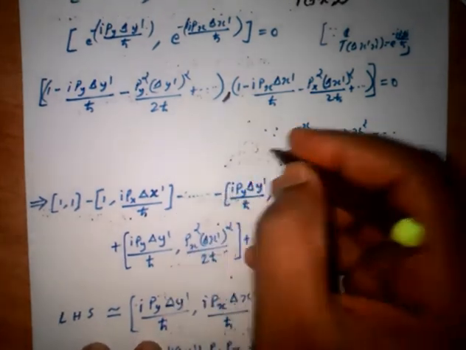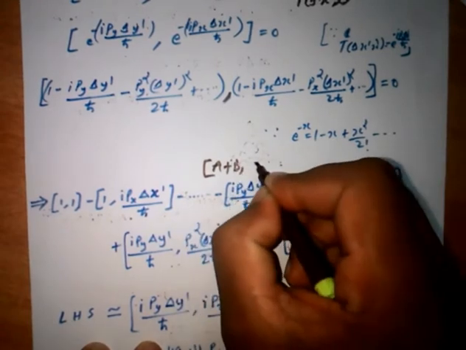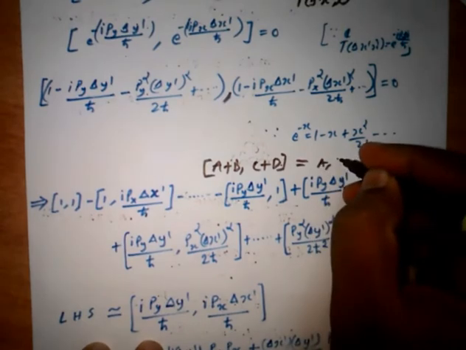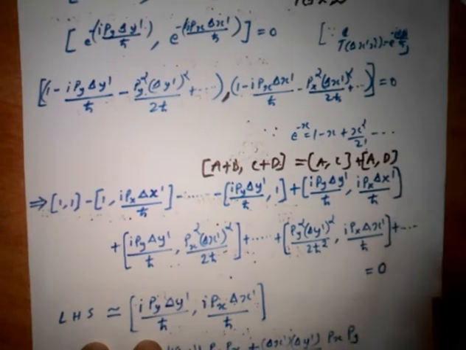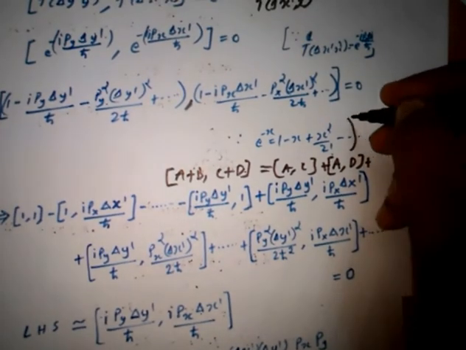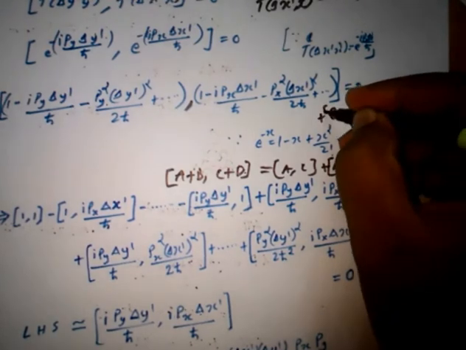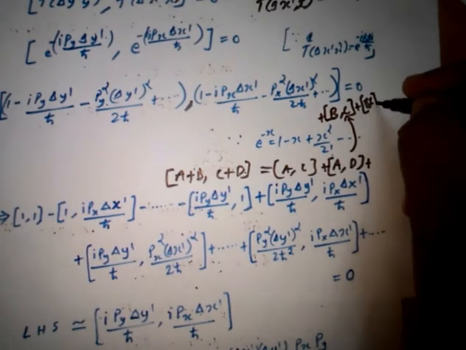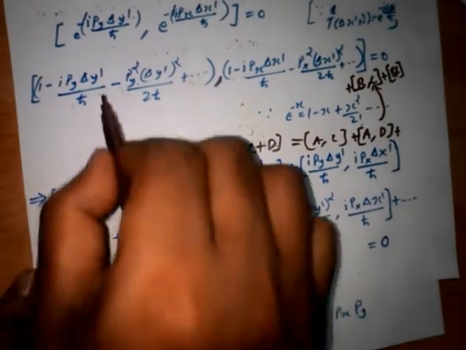Okay, this is the property of the commutator bracket: [a + b, c + d] we can define as [a, c] + [a, d] + [b, c] + [b, d]. In this format we can define this property of the commutator bracket, and I have expanded the commutator of these two terms like this.